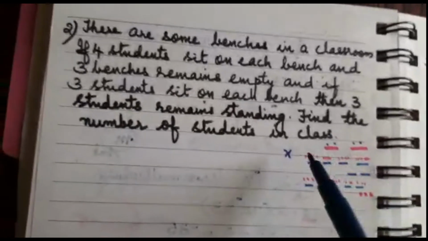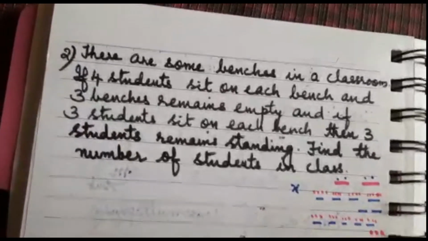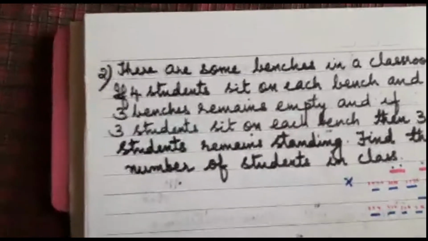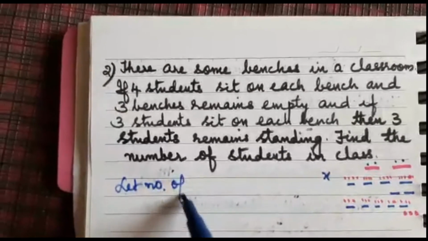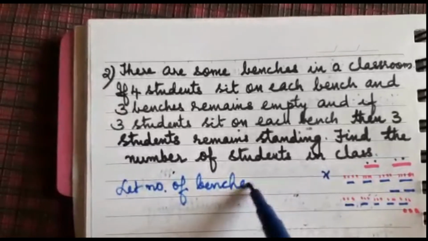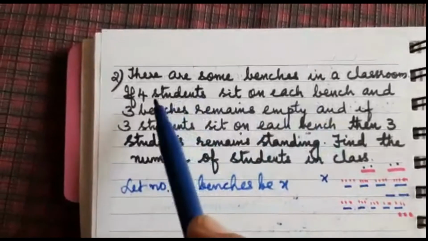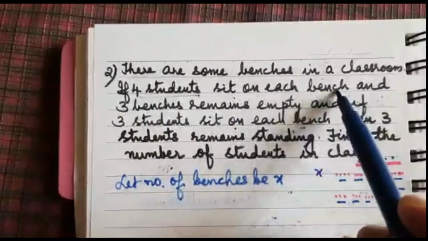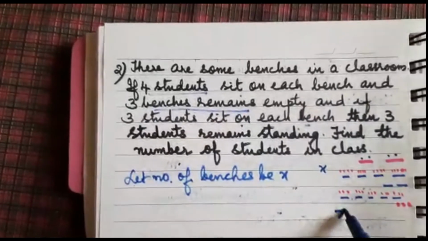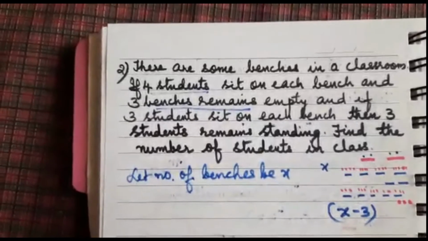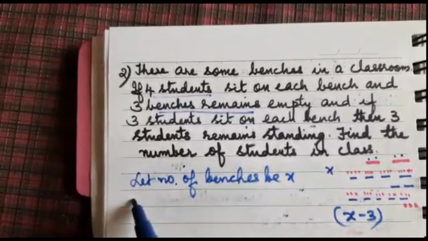First you have to find how many benches are there. Then you will find the number of students. So how will you find? Let the number of benches be x. You don't know the number of benches. Now if 4 students sit on each, then 3 benches remain empty. So 3 benches remain empty means x minus 3 benches they are using. How many students are sitting in x minus 3 benches?